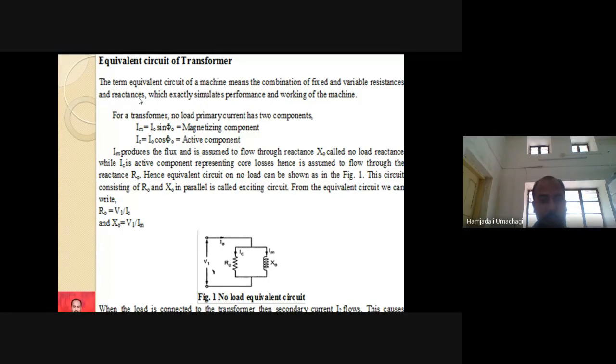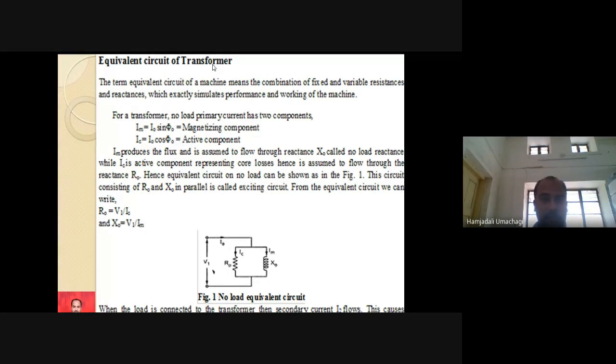Resistances and reactances which exactly simulate performance and working of the machine. So after drawing that circuit diagram, if I know the values of those resistances and reactances, and if I use those values for calculation of any efficiency or voltage regulation, then that will give us the information about performance of the transformer. And such a circuit we call the equivalent circuit of the transformer. It means that equivalent circuit is more than sufficient to tell all the details of the particular transformer.